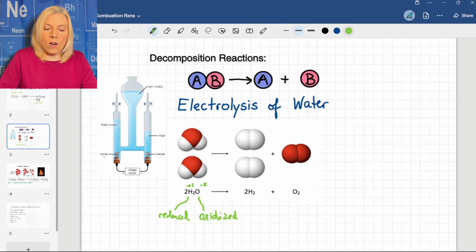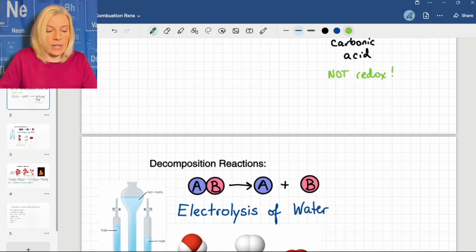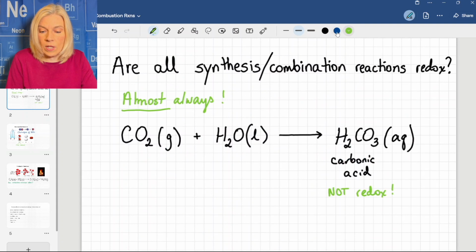Same thing, are all decomposition reactions redox? Well, almost always, but not always, because you can have this reaction, and now this reaction, carbonic acid, can go backwards. Carbonic acid can break apart into carbon dioxide gas and water. So here's another example of your decomposition reaction that's not redox.